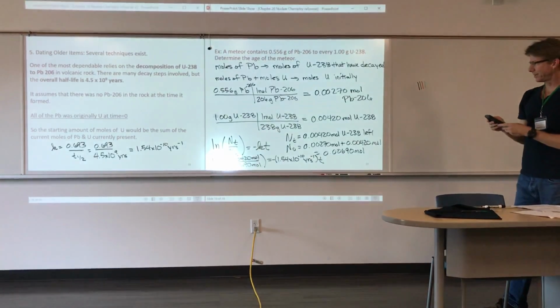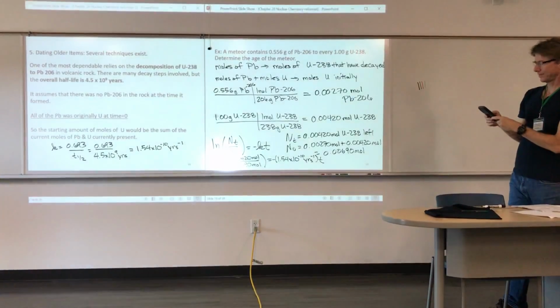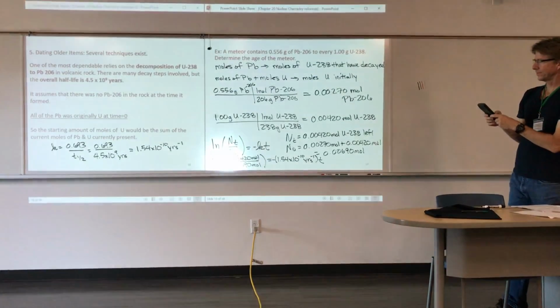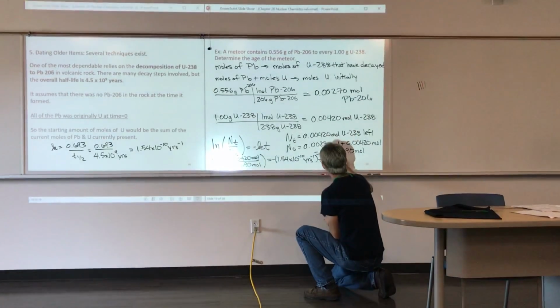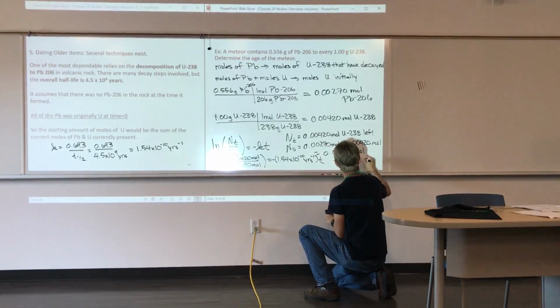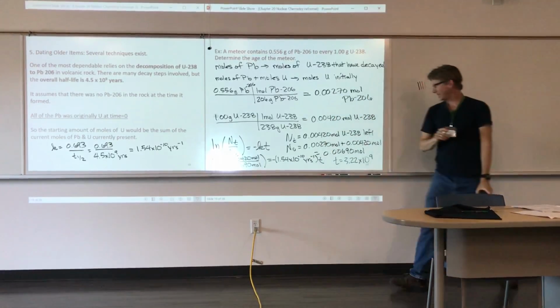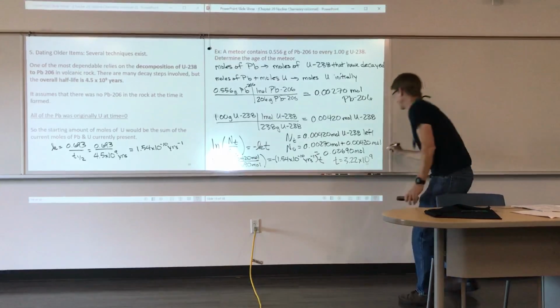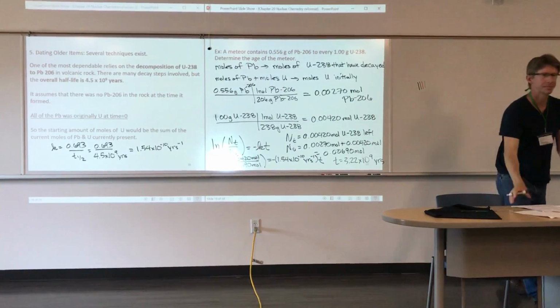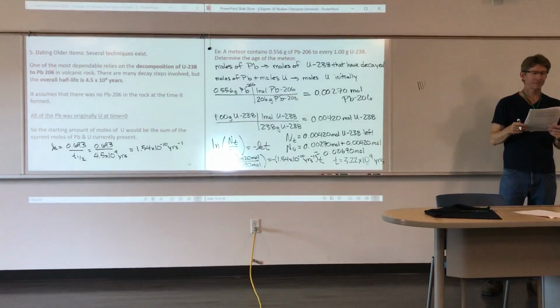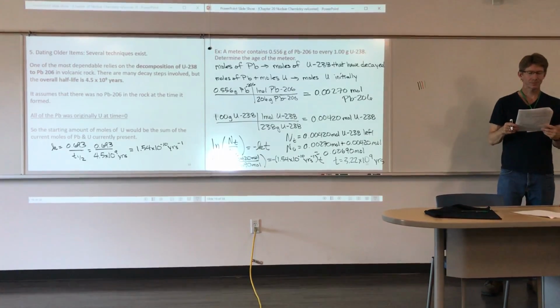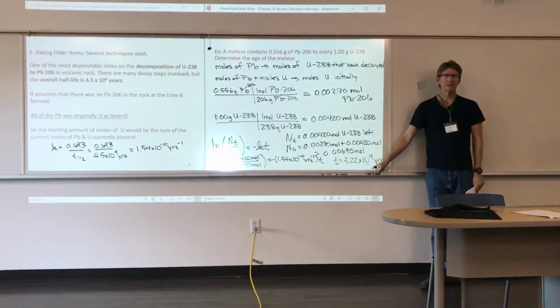Let me get my handy dandy calculator. And I get T equals 3.22 times 10 to the 9. Yes. So, apologize, I had to do that on the fly, but any questions about this example?